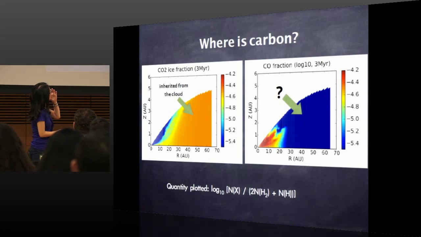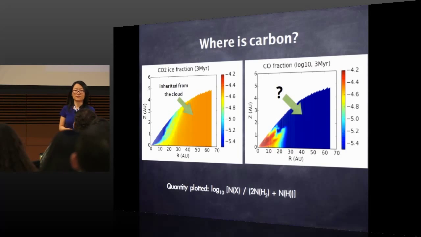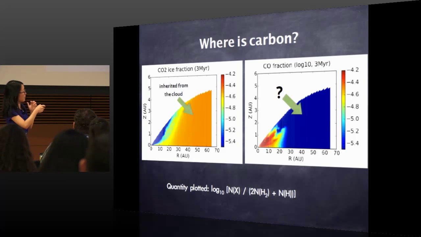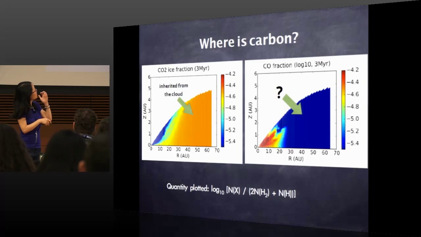The takeaway from chemistry is that in our disk model, we actually don't see CO phase out, because the heating from the central star is pretty efficient. But we do see a drop of CO abundance due to the formation of organics. Carbon dioxide is primarily in the ice form that's inherited from the cloud, but CO is gone.